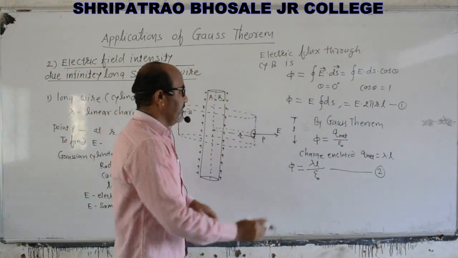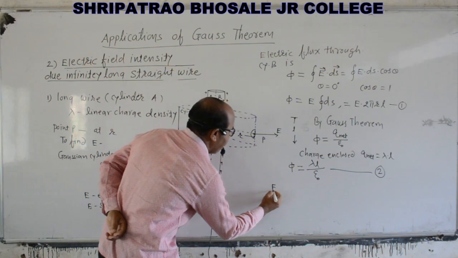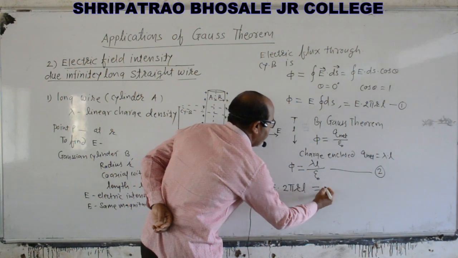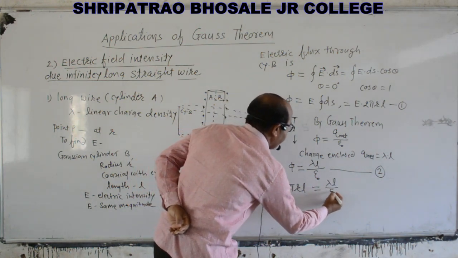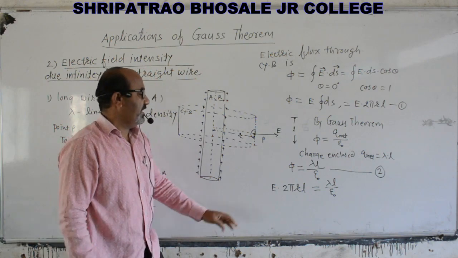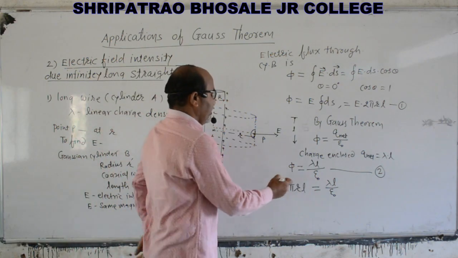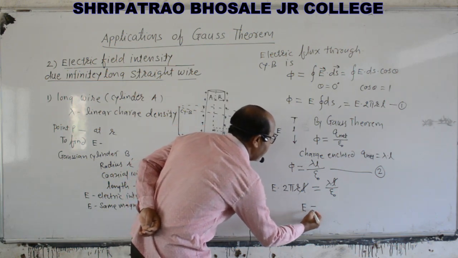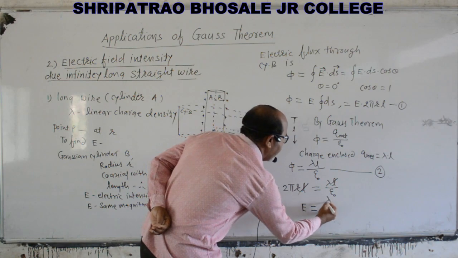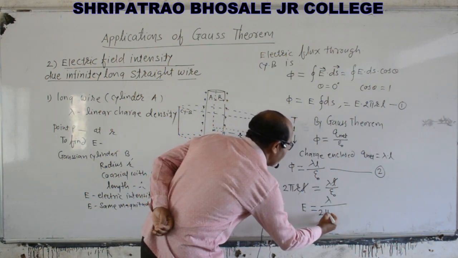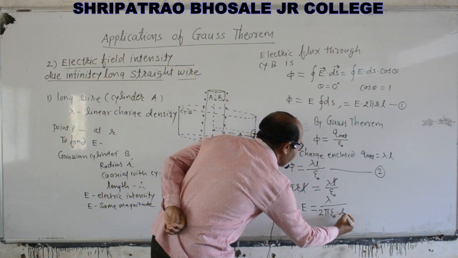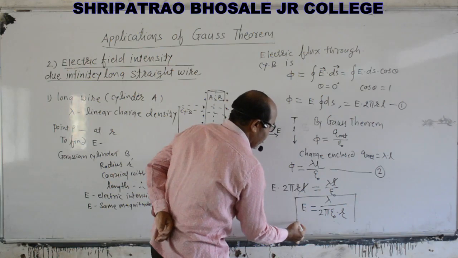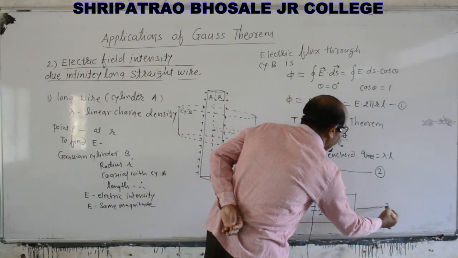Compare equation first and second, we can write E into 2 pi r into L equal to lambda into L divided by epsilon 0. Divide L on both sides of this equation, it gets cancelled. So we can write E, the electric field intensity, equal to lambda divided by 2 pi epsilon 0 into r, and this is the formula for electric intensity at point P.